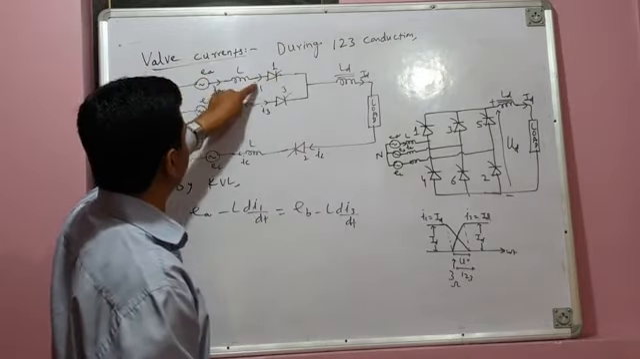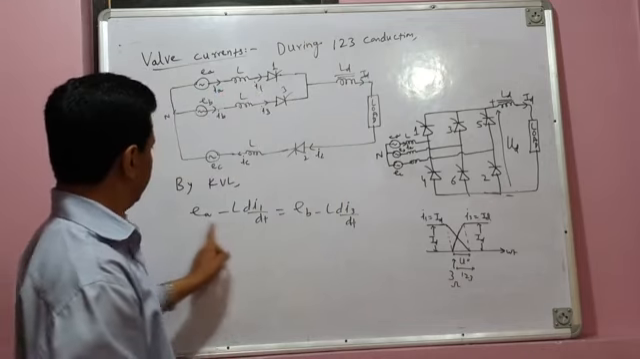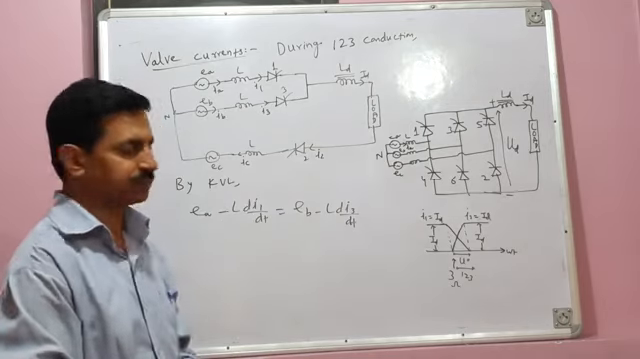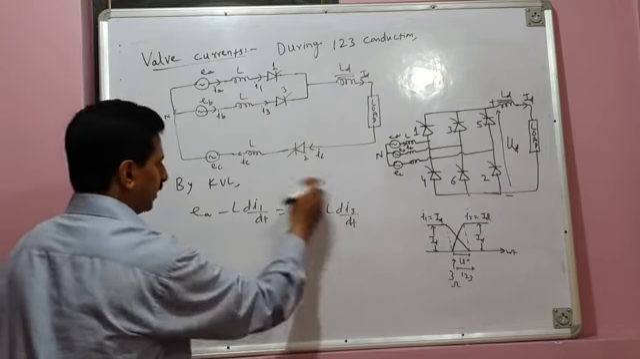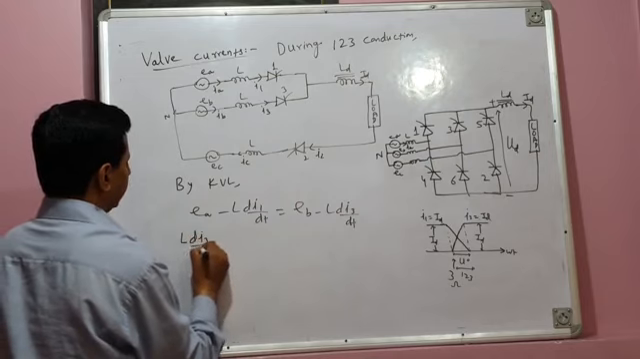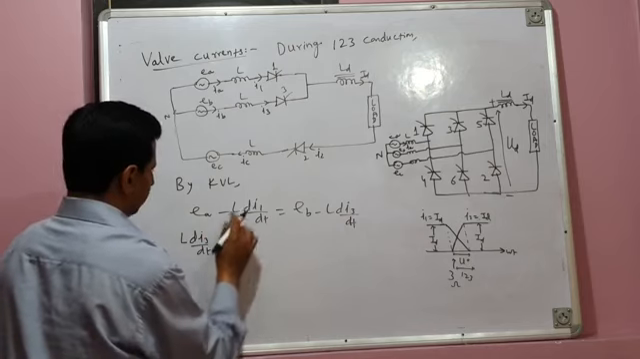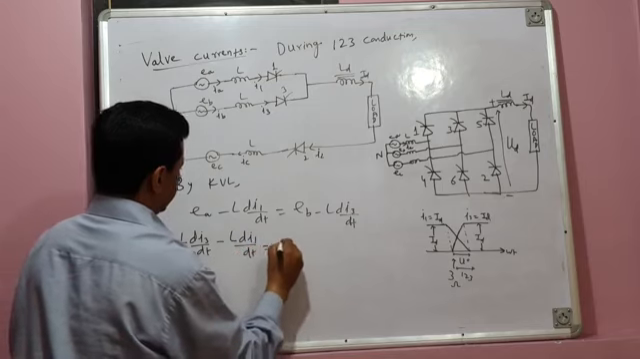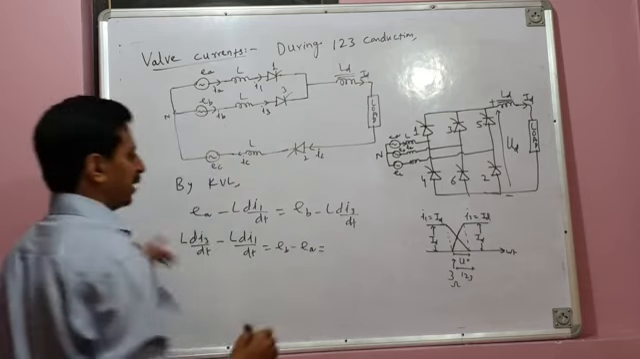So EA minus L di1 by dt is equal to EB minus L di3 by dt. That's what I have written here. From this, if I take this L di3 by dt on the left hand side, it becomes plus. So L di3 by dt minus L di1 by dt is equal to EB, and this EA shifts to this side, minus EA. So this becomes EB minus EA.